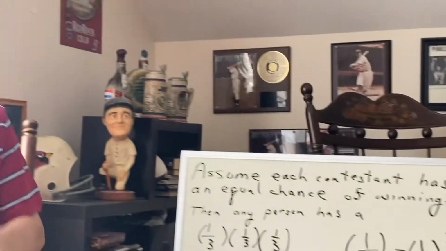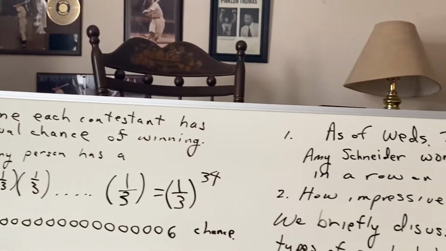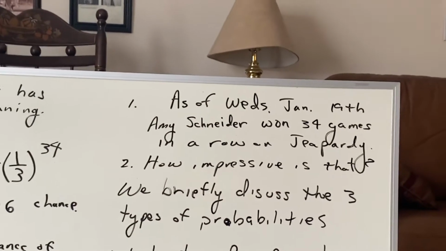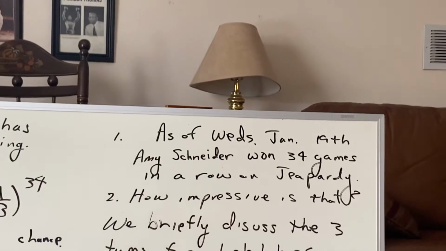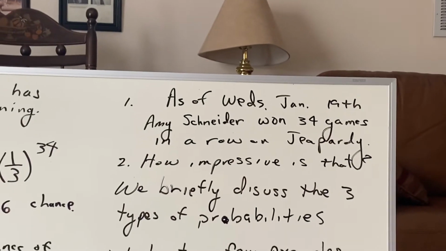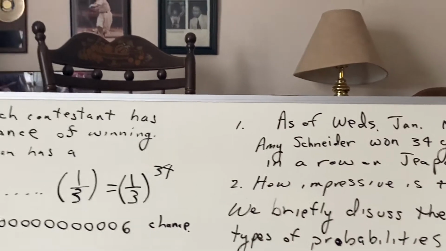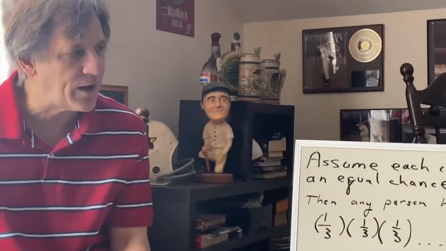I'm going to talk today about the streak that Amy Schneider is on, Jeopardy. As of yesterday morning, I believe she had won 34 games in a row. Quite an impressive streak. Still a good bit behind Ken Jennings, who I believe had 74. But I want to look at how impressive her streak is and discuss actually three types of probabilities.